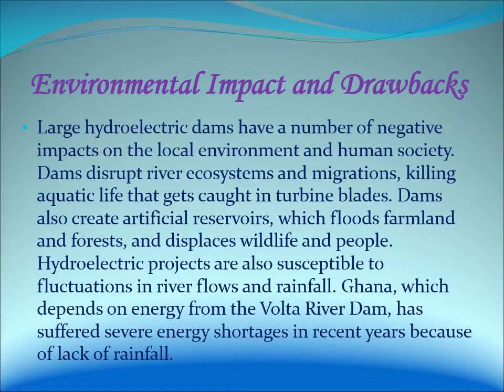Environmental impact and drawbacks. Large hydroelectric dams have a number of negative impacts on the local environment and human society. Dams disrupt river ecosystems and migrations, killing aquatic life that gets caught in turbine blades. Dams also create artificial reservoirs, which flood farmland and forests, displacing wildlife and people. Hydroelectric projects are also susceptible to fluctuation in river flows and rainfall. Ghana, which depends on energy from the Volta River Dam, has suffered severe energy shortages in recent years because of lack of rainfall.